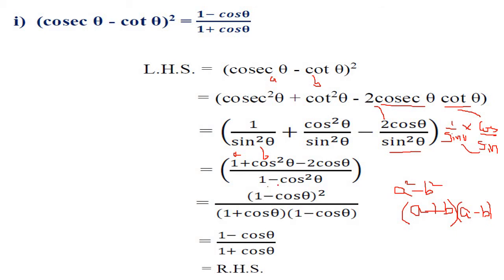Therefore, here a is 1 and b is cos theta, so we get (1 plus cos theta) into (1 minus cos theta). We can cancel 1 minus cos theta with one factor of 1 minus cos theta. Therefore we will get (1 minus cos theta) divided by (1 plus cos theta). So the numerator term is 1 minus cos theta and the denominator term is 1 plus cos theta. This is the RHS, which is what we had to prove.